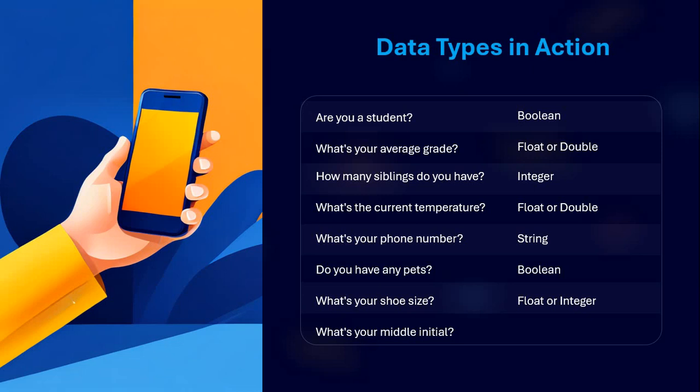Right. Then what's your middle initial? Your middle name initial. The keyword is initial. Yes, character. So great. This lesson has taught us data types and how to use them.